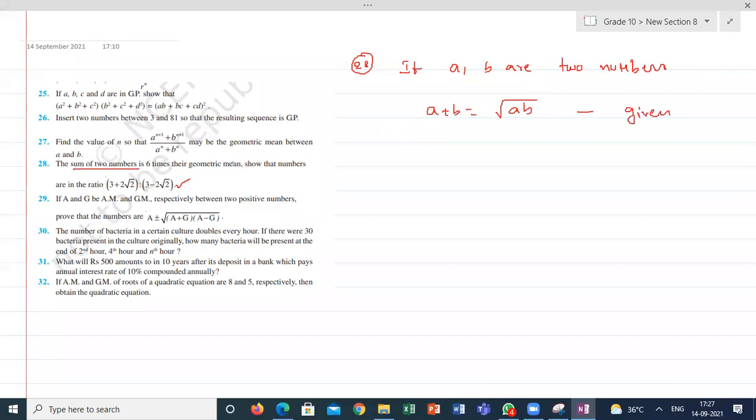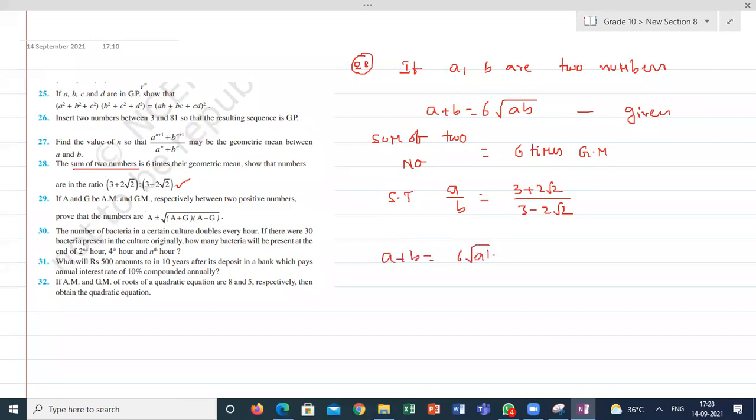Sum of two numbers equals 6 times geometric mean. Show that the numbers are in the ratio. So show that A by B is equal to 3 plus 2 root 2 by 3 minus 2 root 2. So how can we proceed with this question? Take the given condition. A plus B is equal to 6 root AB, the first equation. I have two variables, but I require a second condition also.